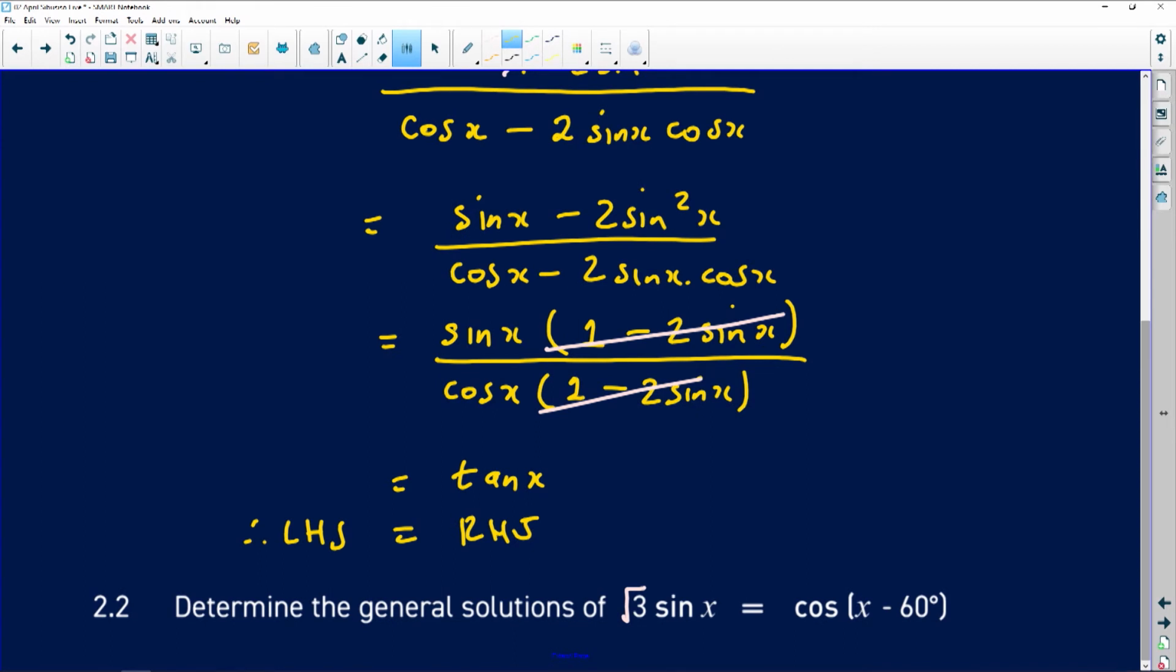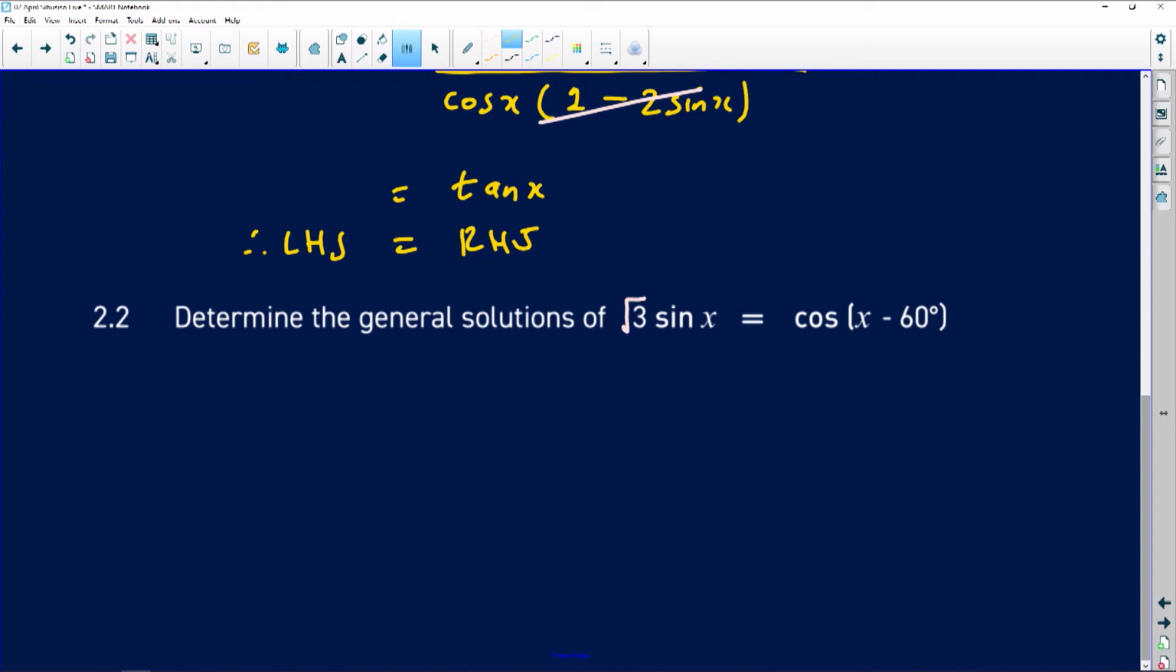Another exciting one. It says to us here, now we need to determine the general solution of the square root of 3 sine x equals the cosine of x minus 60 degrees. Right, now this is actually a very interesting question. There are many types of questions you can get that involve the concept of general solution.